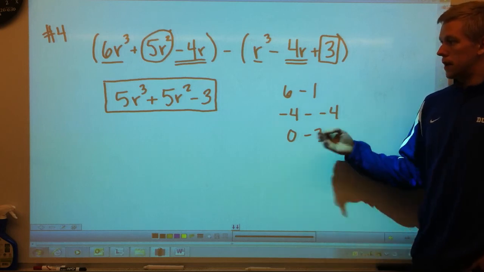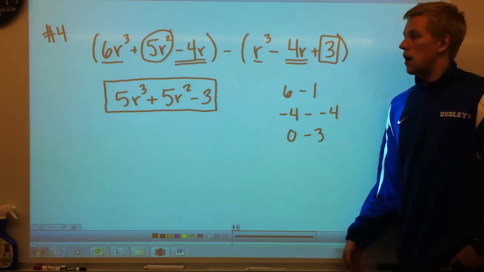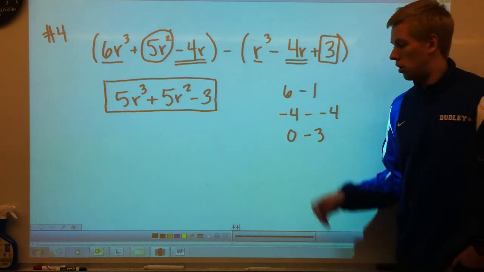And that is adding. Those are examples of adding and subtracting polynomials. And now you can do the activity that's going to go along with this.